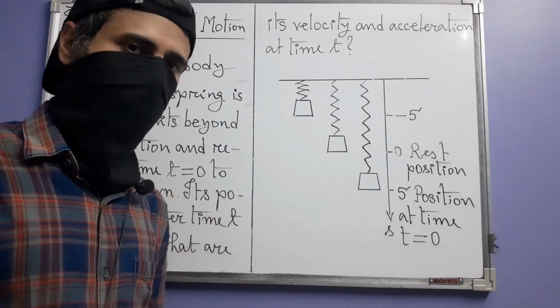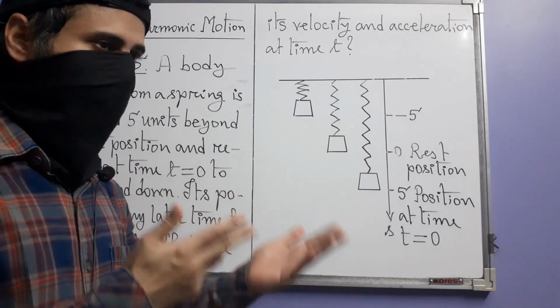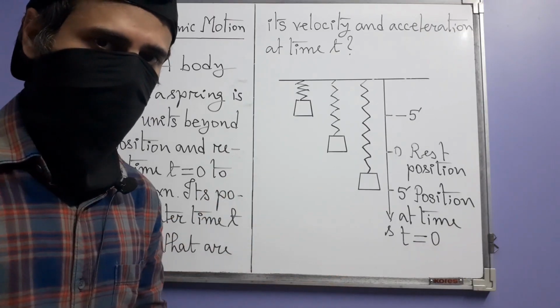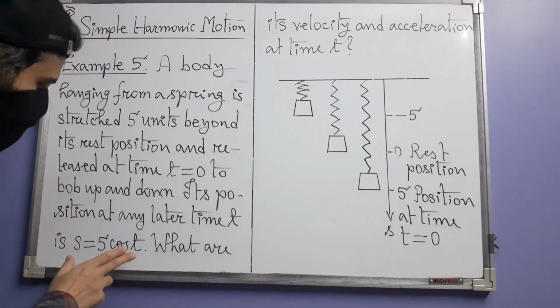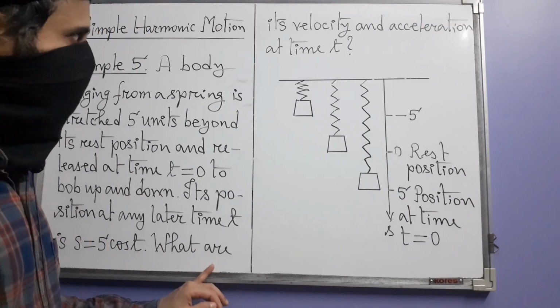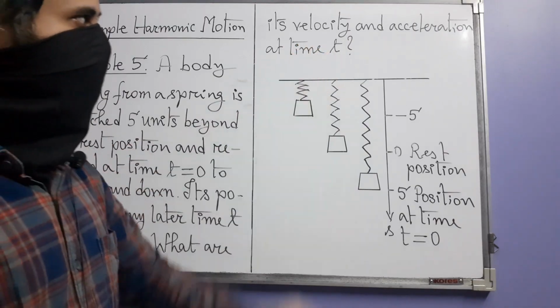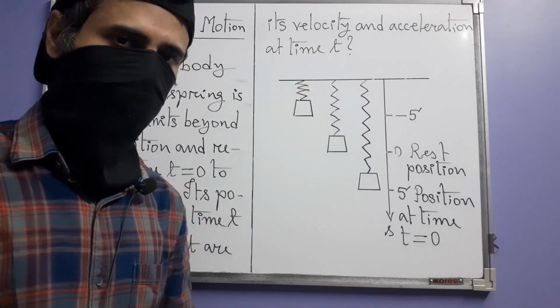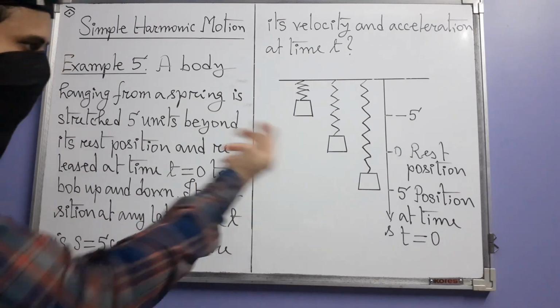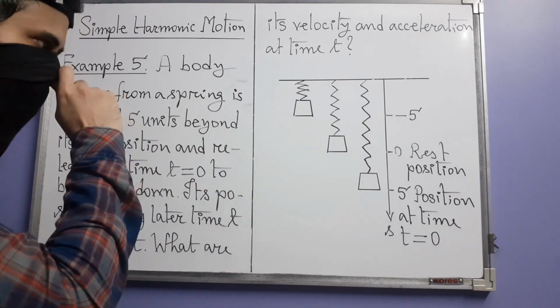Although cosine and sine functions did not appear when we previously considered examples of rectilinear motion, at least we know that t is time and s is position. So then we have to find the velocity and acceleration of the body at any time t. So you have this accompanying figure to describe the situation.